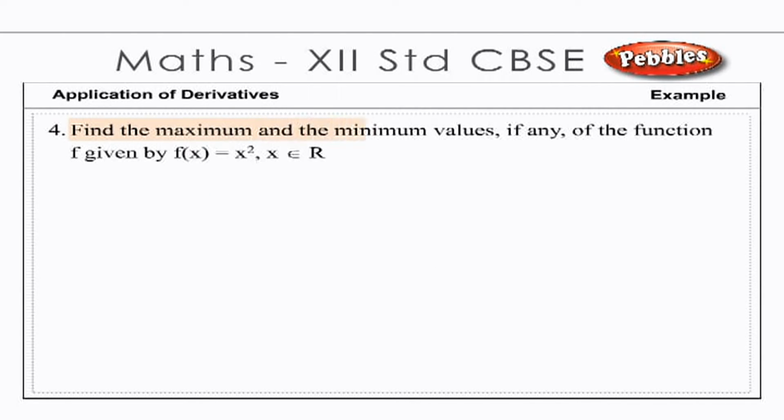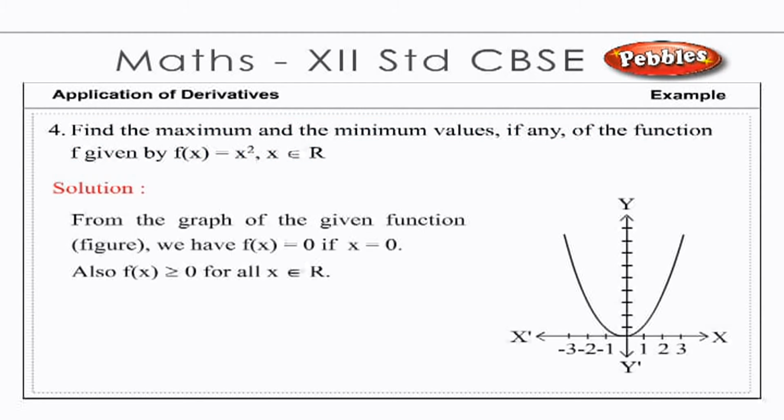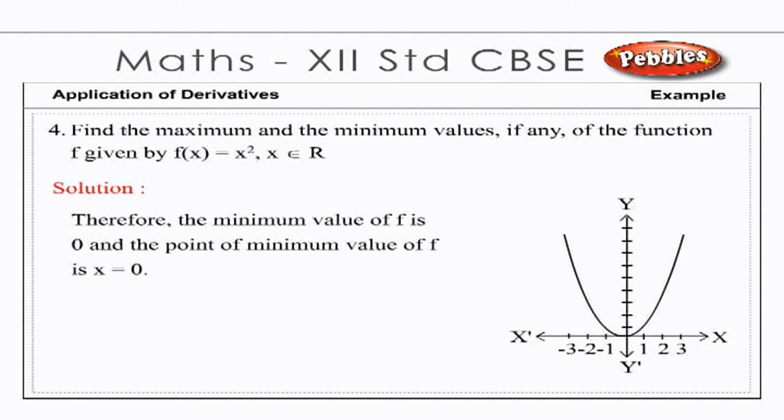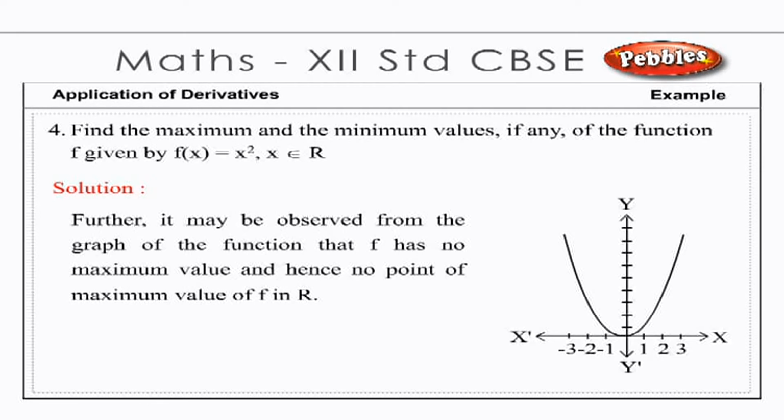Find the maximum and the minimum values, if any, of the function f given by f of x is equal to x square, where x belongs to R. Solution. From the graph of the given function, we have f of x is equal to 0 if x is equal to 0. Also, f of x is greater than or equal to 0 for all x belonging to R. Therefore, the minimum value of f is 0 and the point of minimum value of f is x is equal to 0. Further, it may be observed from the graph of the function that f has no maximum value and hence no point of maximum value of f in R.